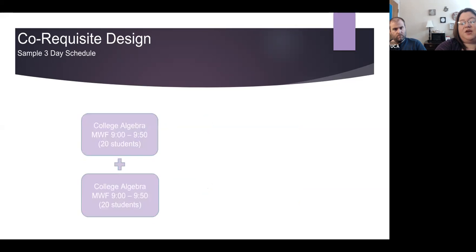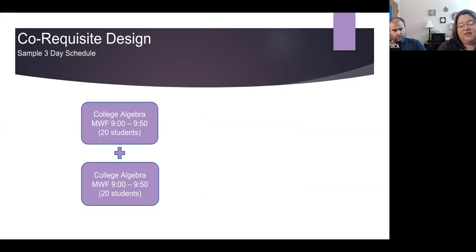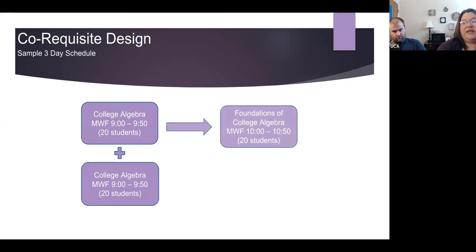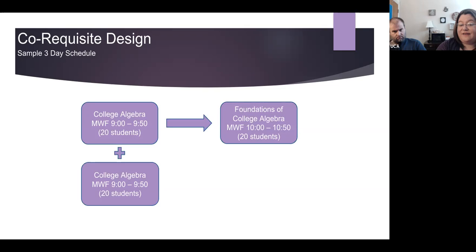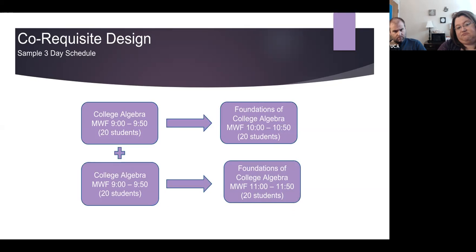A 3-day schedule would look something like this. You would meet Monday, Wednesday, Friday at 9 with all 40. 20 would meet you the immediate hour after class at 10. And then another 20 would meet you Monday, Wednesday, Friday at 11. I have taught 3 days a week in the springs. It's not too bad. Sometimes college algebra from 9 to 9:50, followed up with the foundations from 10 to 10:50. It's just a little bit much. I love 5 days a week. I'm selfish. I just love 5 days a week.